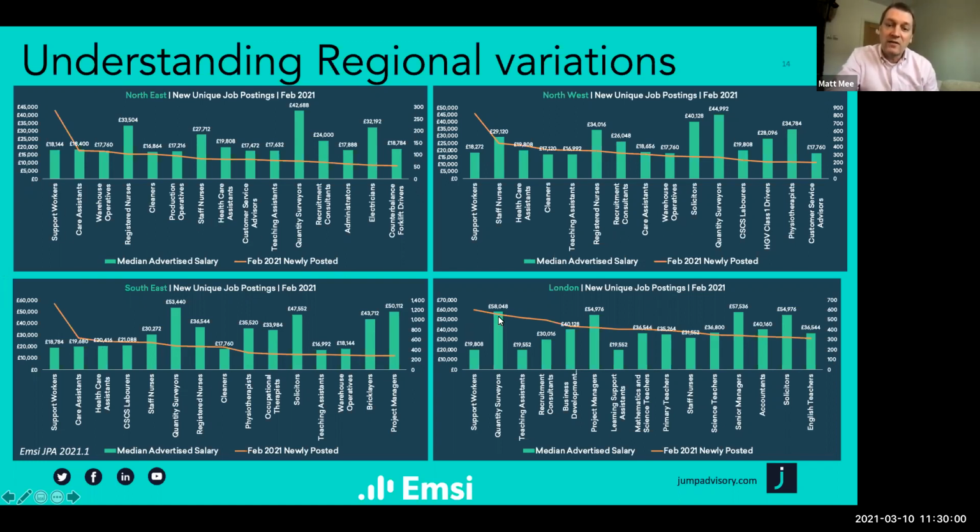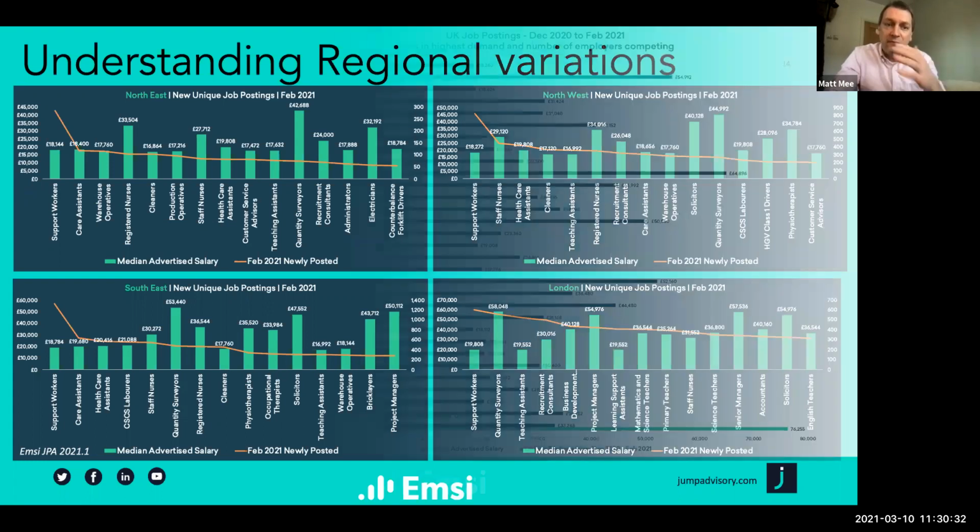All of a sudden in London, we've got quantity surveyors coming through. What I've also put on these charts is not just the volume of postings, which is the orange line, but also the median advertised salary, because you also want to know what's happening to pay. Howard, you and I talked yesterday about regional differences in pay and understanding how that affects us as a recruitment business. You need to understand who's hiring and what they are paying to really know how to position your business.